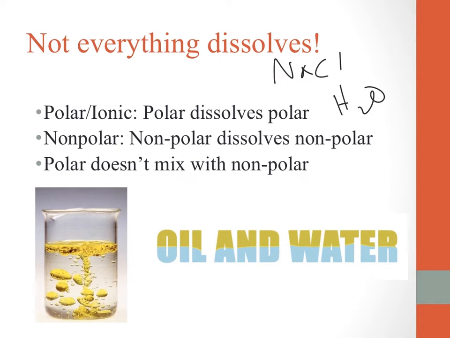A classic example of when you try to mix two things that won't dissolve is oil and water. Oil and water do not mix. Oil sits on top of water. They don't mix. They form this nice layer of oil and water, and you can basically pour two liquids on one another, and they automatically separate into oil and water.